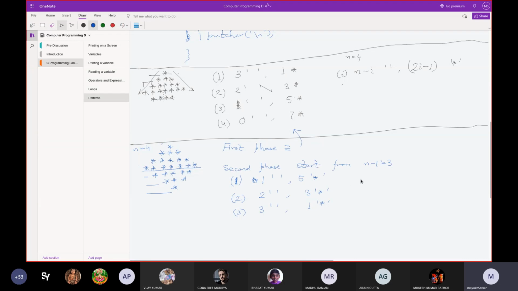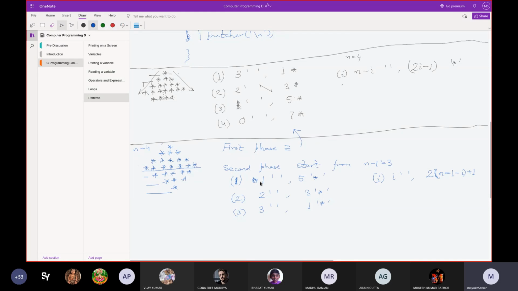Now, what is the pattern here? Obviously, on the ith row, there are i number of spaces, but how many stars? 2 into n minus 1 minus i, plus 1. I have written it, but let me check myself once.